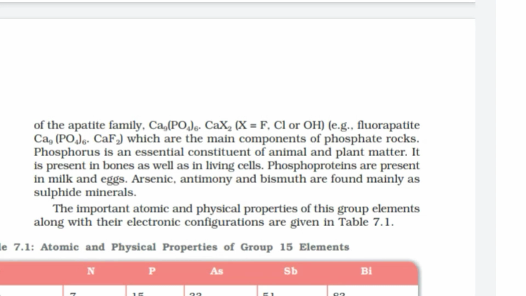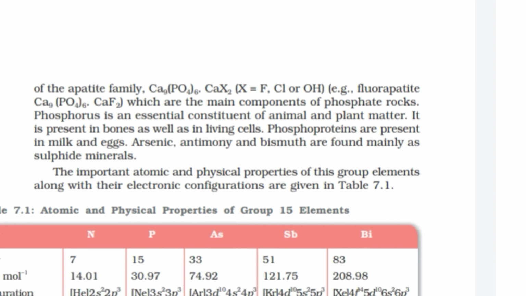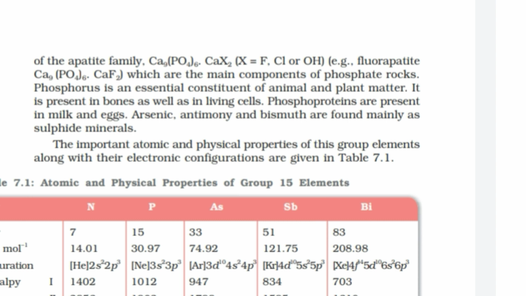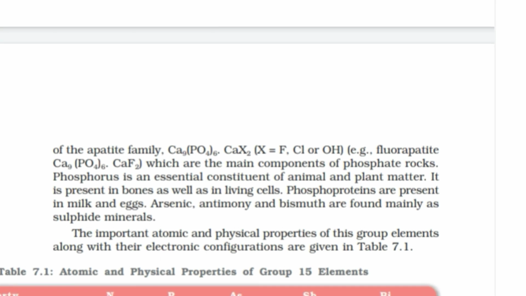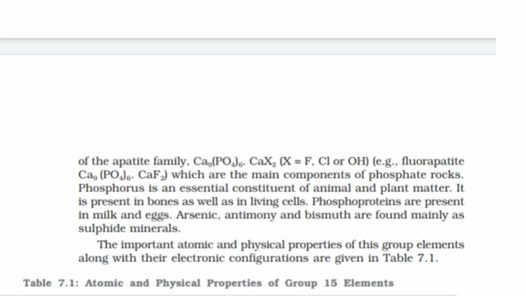Group 15 includes nitrogen, phosphorus, arsenic, antimony, and bismuth. As we go down the group, there is a shift from non-metallic to metallic through metalloidic character. Nitrogen and phosphorus are non-metals, arsenic and antimony are metalloids, and bismuth is a typical metal.